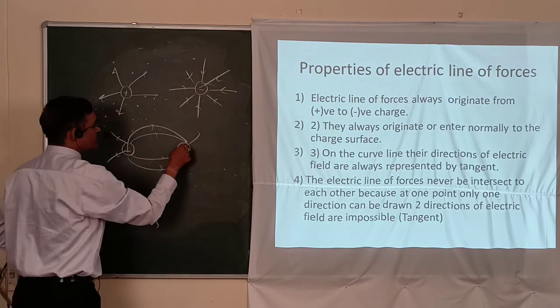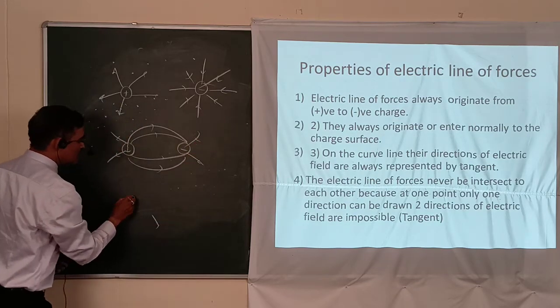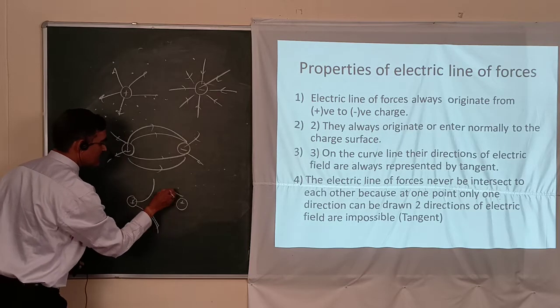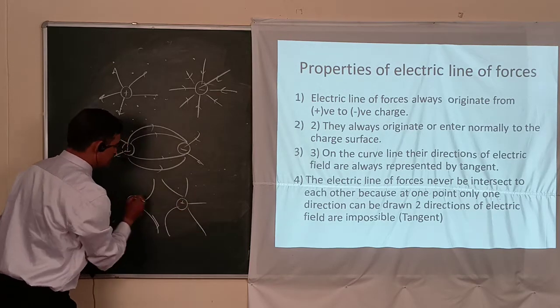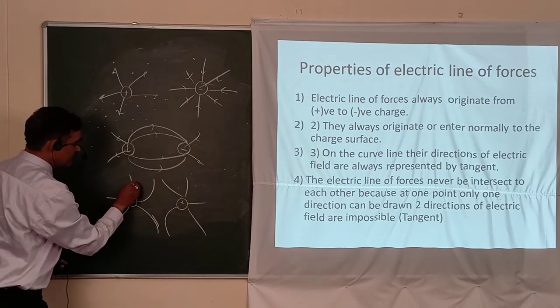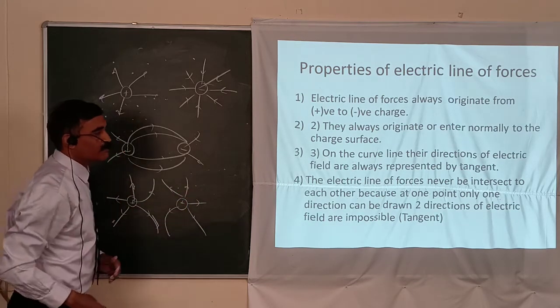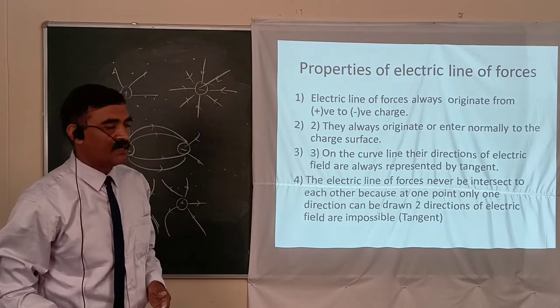Similarly, if two similar charges are placed, both positive, then the electric lines of force are like that, there is repulsion, like that. Similarly, these are outward arrows, and if both are negative, then the arrows will be inward. So these are the diagrams for the electric line of force.